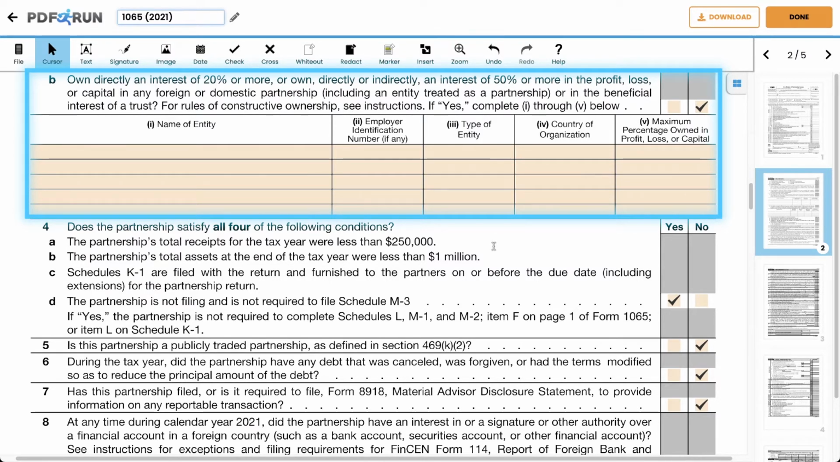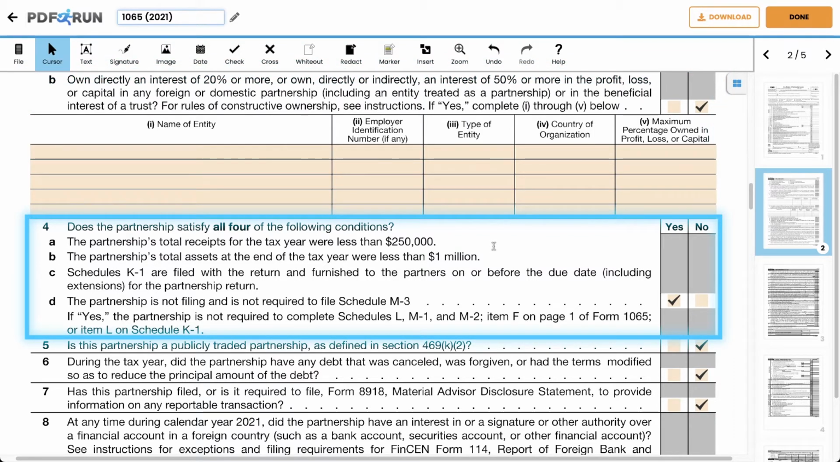Line 4. Check yes if the partnership satisfies all four of the following conditions. Total receipts for the tax year were less than $250,000. Total assets at the end of the tax year were less than $1 million. Schedules K1 are filed with the return and furnished to the partners on or before the due date for the partnership return. The partnership is not filing and is not required to file Schedule M3.